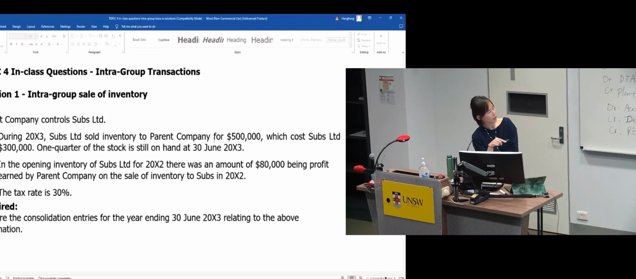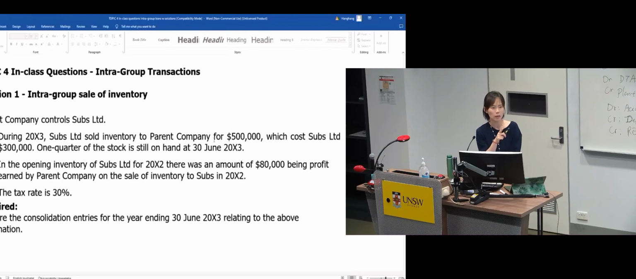When the subsidiary sold inventory to the parent, there will be a sales revenue of 500,000 recognized by the subsidiary. However, from the group viewpoint, this sales revenue doesn't exist, right? It should be eliminated in the worksheet. So our first step is always to eliminate all the intragroup sales revenue in full. So you debit sales revenue, 500,000.